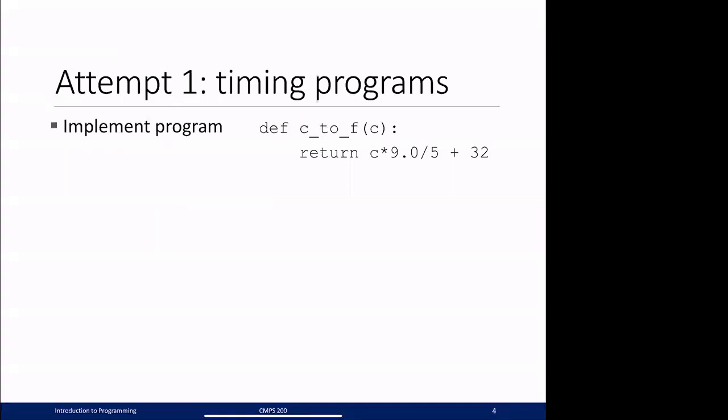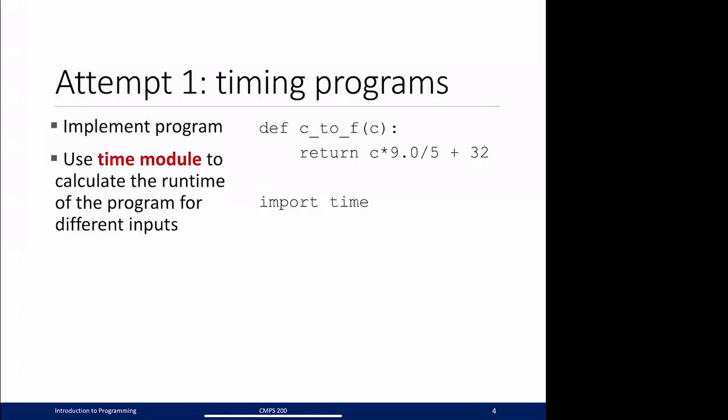Let's start with the first attempt, timing programs. So here's a program. All it does is take a value C and convert it into another value. We're calling it C to F. So it takes maybe an integer and converts it into a float, okay? So this is a function. How do I know whether this function is efficient or not? I have to try it for different values of C. I want to see, as C is very large, what time it takes, or how efficient this function is.